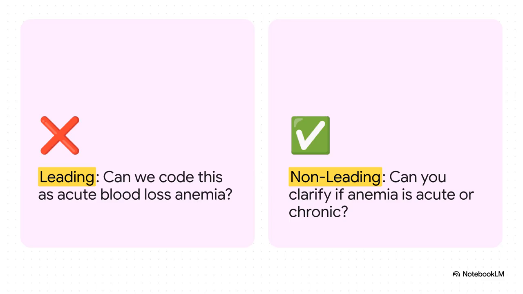Queries must be non-leading. You absolutely cannot say something like, patient's hemoglobin is 6.2, can we code this as acute blood loss anemia? That is illegal because you're suggesting the diagnosis to the provider. Instead, a compliant query sounds more like, patient's hemoglobin is 6.2. Can you clarify if the anemia is acute, chronic, or due to another cause? You provide the clinical indicator and you ask an open-ended question. This compliant, non-leading formulation is your facility's primary defense against commercial payer denials that constantly try to reclassify acute blood loss down to a chronic condition.